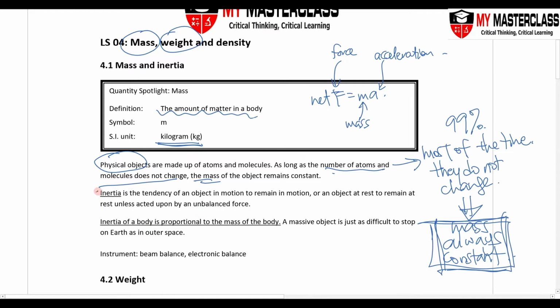Inertia is a property of mass. So the more mass you have, the more inertia you have. And what does inertia do? Inertia forces you to remain in motion if you are already in motion, or it forces you to remain at rest if you are already at rest. So if let's say I got a very big object in outer space, all the way in outer space, it will be just as difficult to stop because of inertia.